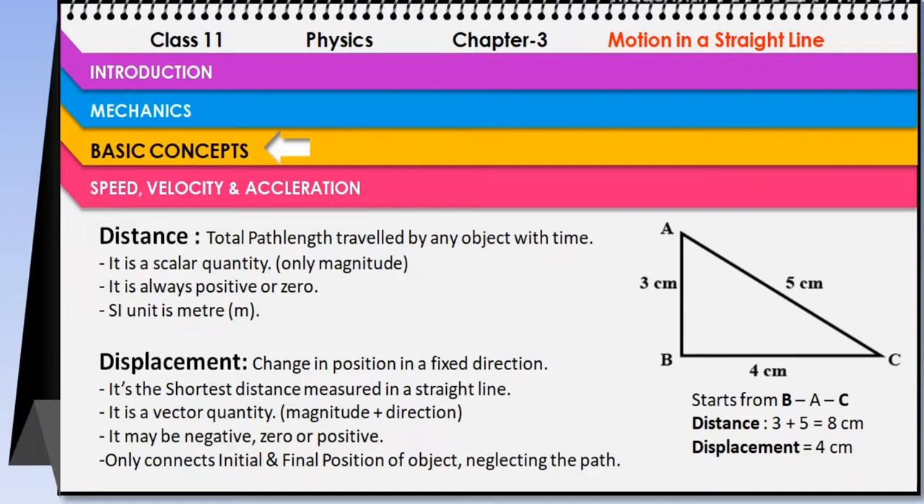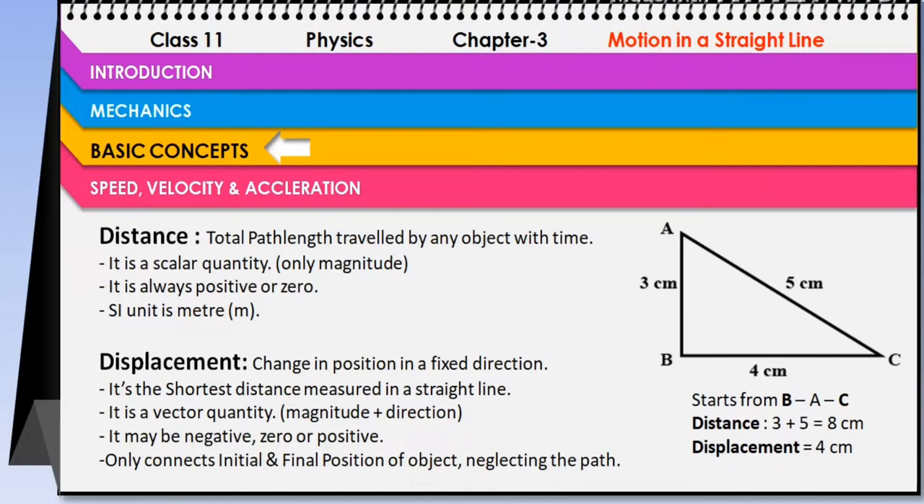Now talking about displacement. Displacement is change in position in a fixed direction, and change in position is the real displacement. We are adding fixed direction because it is a vector quantity, right? In short, displacement is the shortest distance measured in a straight line, right? It may be found by subtracting final position and initial position. Now it is a vector quantity, so it depends on magnitude and direction. It may be negative, zero, or positive. It connects only the initial and final position, thus we can neglect the path while finding the displacement.